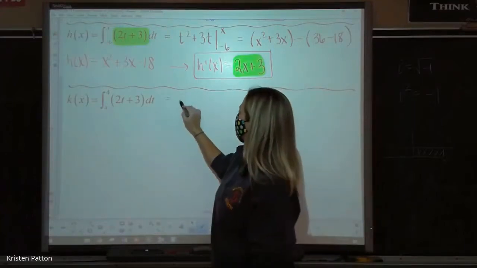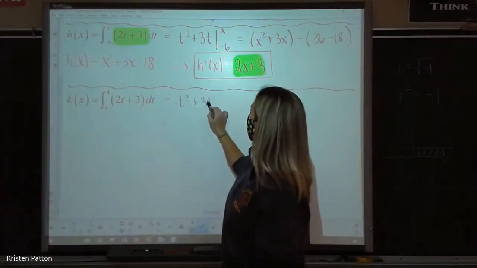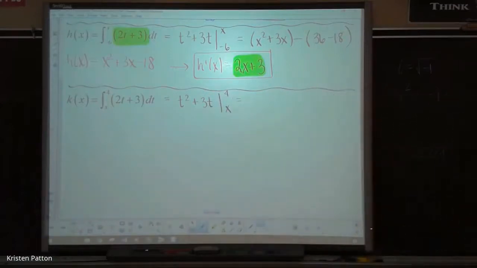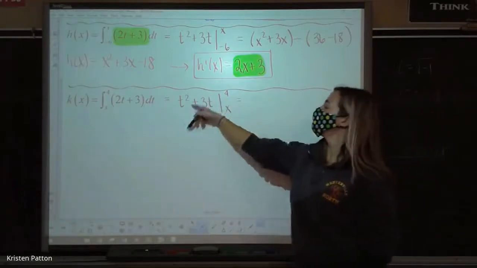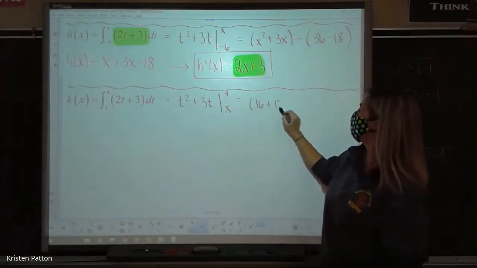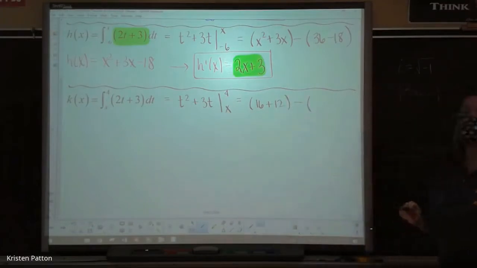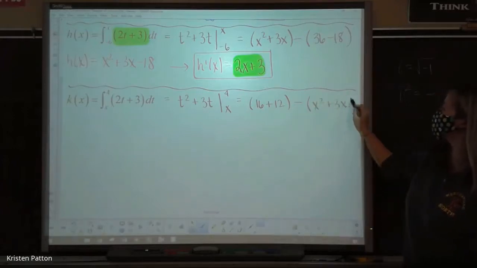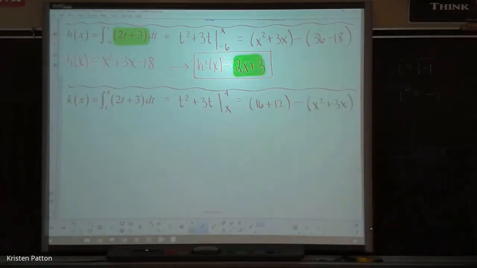So same idea. Let's clean up the function they gave us. Take the antiderivative, and we're going to plug in the bounds. We're going to plug in the 4 first to get 16 plus 12, 28, whatever you want to call it, minus, and then we plug in the x to get x squared plus 3x. Make sure you're using parentheses. You've noticed I've been using them.